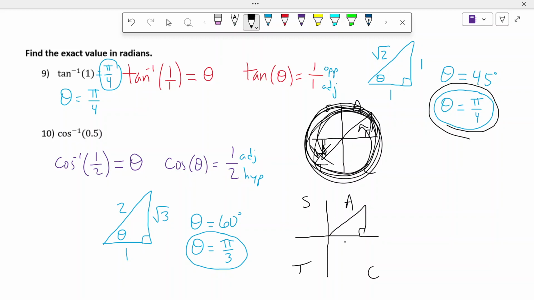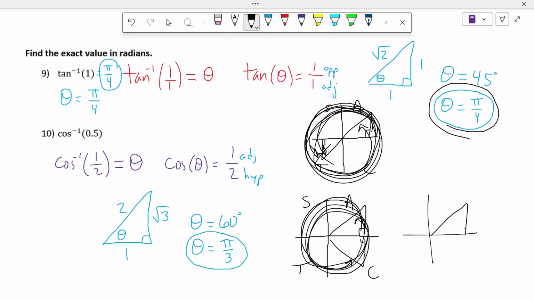Pi over 3 is one of them. But we could also go down to the fourth quadrant. We could either go a negative angle, like negative pi over 3. We also could go almost all the way around here. What would that be? 5 pi over 3? But we don't want those ones. In fact, we could even loop around a bunch of times and stop at any one of these positions, but we don't want it. We technically only want the most basic answer here.